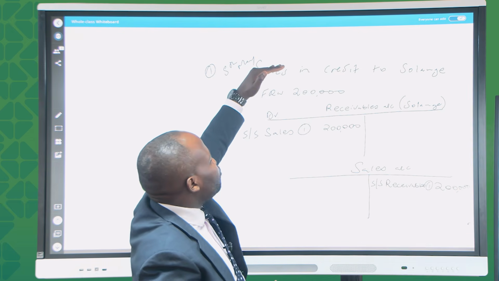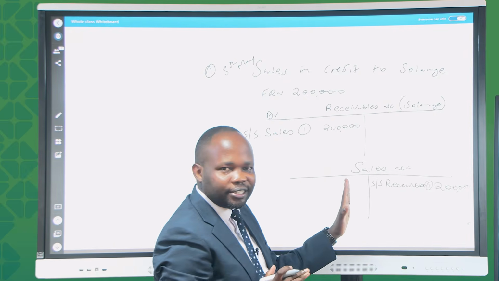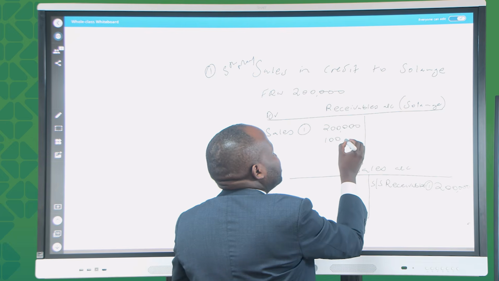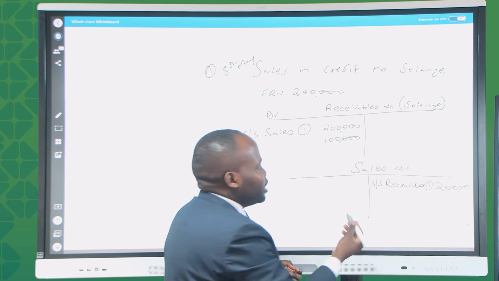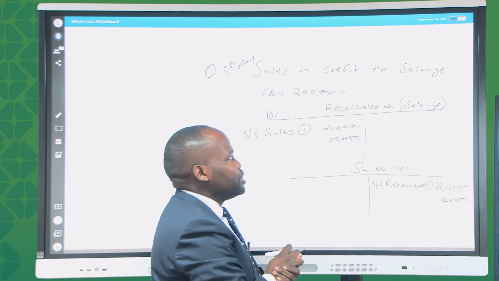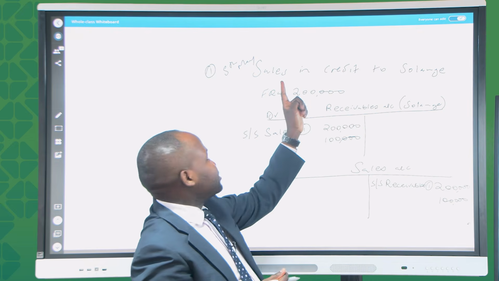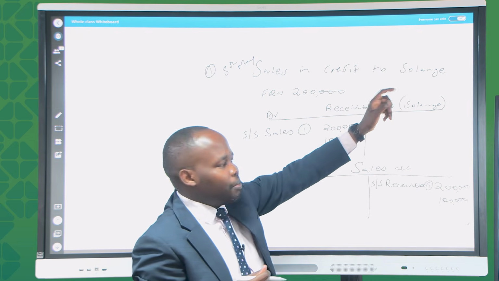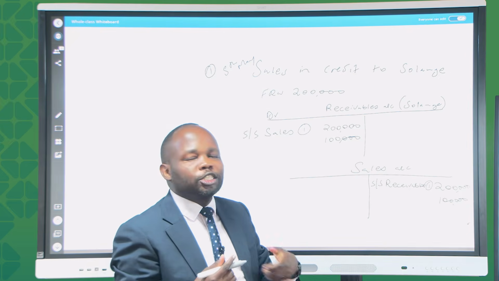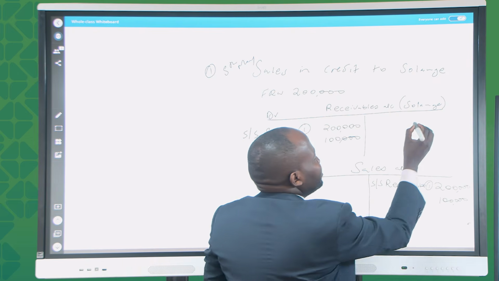So maybe in a month we have 10 or 5 transactions that affect receivables and sales. Maybe there is another transaction that affects that 100,000. I'm just using this as an example. Maybe there is another payment that was made by the customer. We sold goods to a customer. Maybe out of that, the customer has paid us 120,000. So if the customer pays us 120,000, we will reduce the receivables by 120,000.